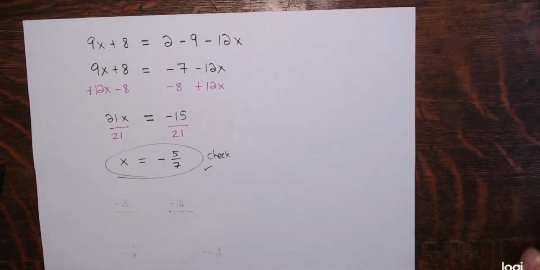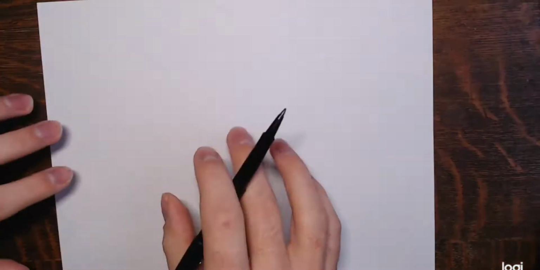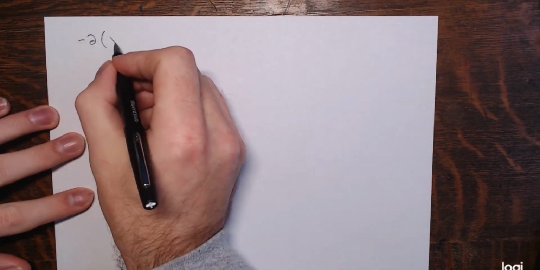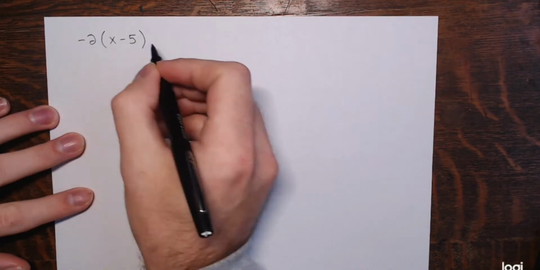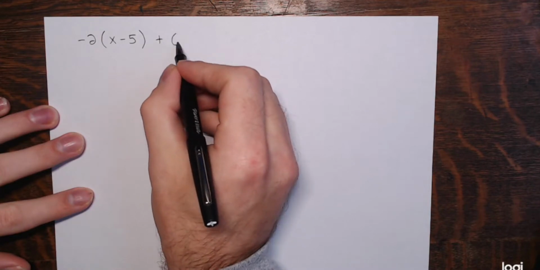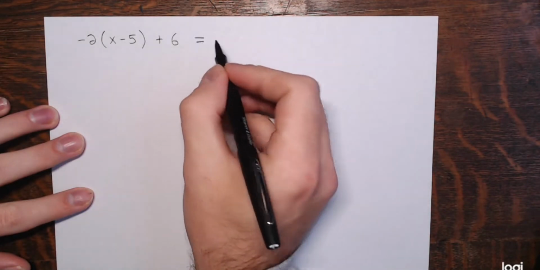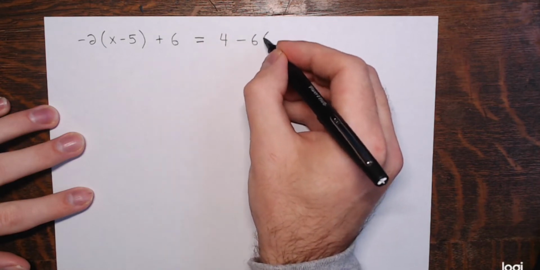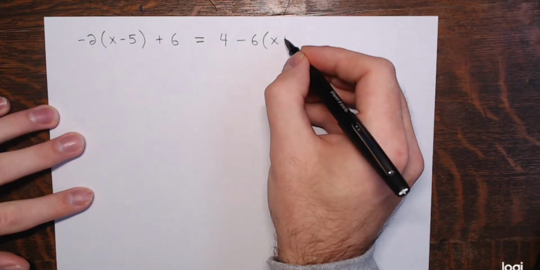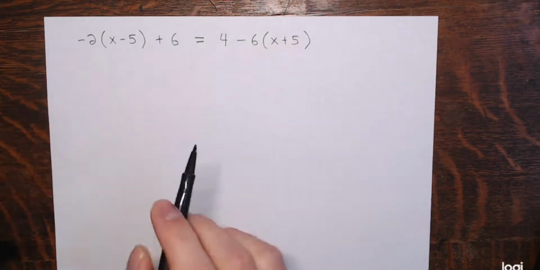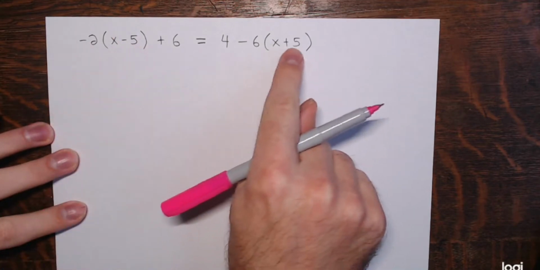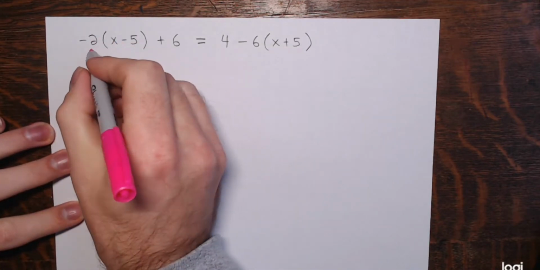Let me write that equation out. So I have negative 2 times the quantity x minus 5, and then plus 6. This is all on the left side, equals, here we have 4 minus 6 times the quantity x plus 5. First I'm going to clear parentheses because I can't move stuff outside the parentheses. You can't add or subtract and get rid of the things inside the parentheses, so I have to distribute.